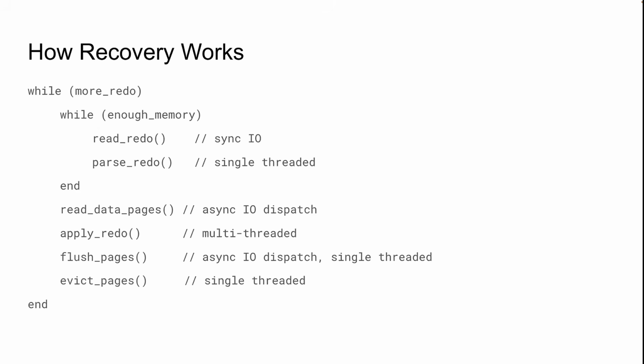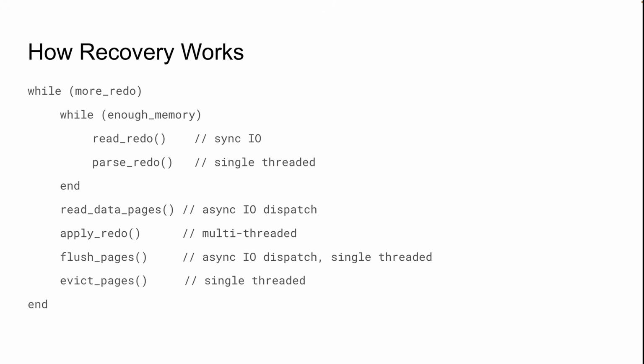There is an outer loop where we keep scanning the redo log records. Then there is an inner loop where we read the redo and then we parse the redo and then we store it somewhere in the memory. And we keep doing it until we have enough memory. And once we hit some kind of memory barrier, we cannot read more redo logs. We go and we read the data pages to which the redo logs need to be applied. This happens asynchronously. We just issue asynchronous IO to those pages.